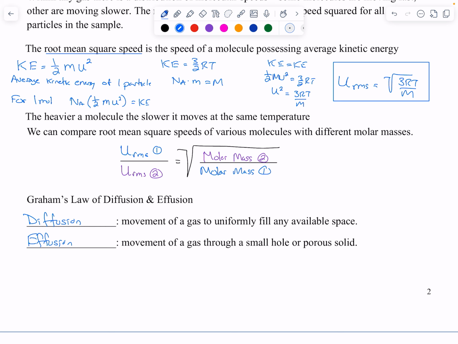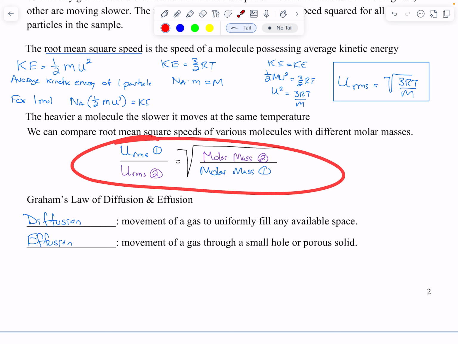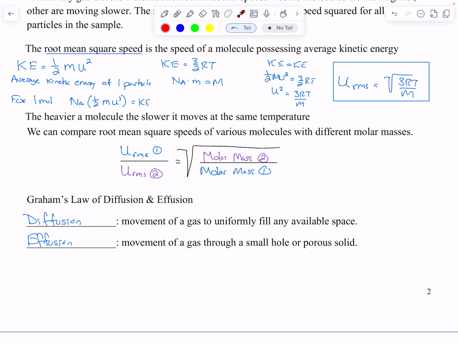And so when we talk about diffusion and effusion, we can compare the rate of movement, right? If we know one speed, we can do the other speed. So if you know what helium did here, you can figure out what hydrogen would do there, and just solve that equation.